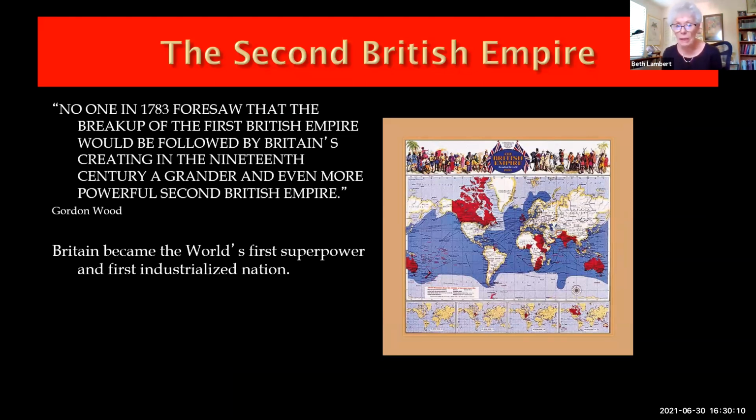The Second British Empire. No one in 1783 foresaw that the breakup of the First British Empire would be followed by Britain creating in the 19th century a grander and even more powerful Second British Empire. So Britain became the world's first superpower and first industrialized nation. So anyhow, as we are about to celebrate the 4th of July, I hope this has given you information you didn't have before and sort of a new view of it all.